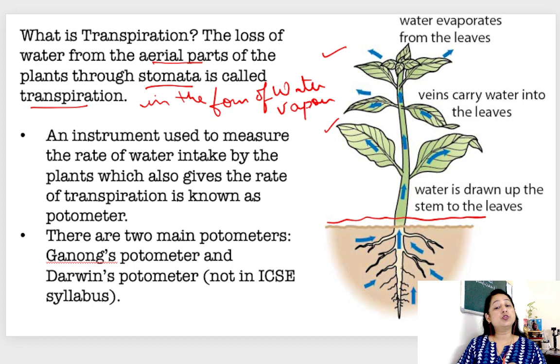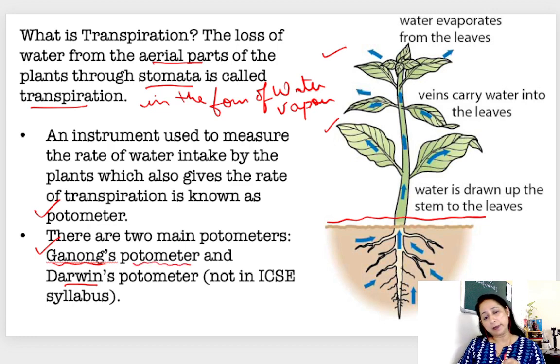The instrument which is used to measure the rate of water intake by the plant and also gives the rate of transpiration which has taken place is known as a potometer. A very important name for the following or fill-up questions, wherein they ask you the instrument which is responsible for giving a measure of the water intake and also water loss by transpiration: it is a potometer. The most commonly used potometer is Ganong's potometer. Darwin's potometer is also there, but it's not that effective. Ganong's also is not very effective, but generally this Ganong's potometer is used.